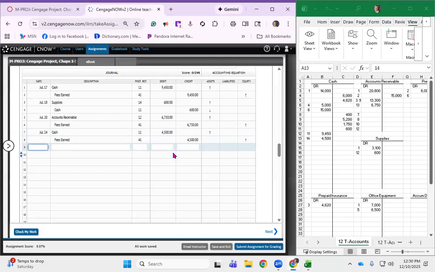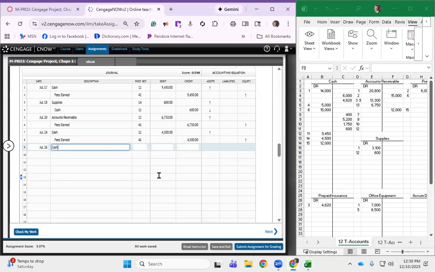Okay, we're ready for July 26th. July 26th, it says received cash from clients on account. So cash is going up. And this is number 15. It's going up $12,000 because accounts receivable will be going down $12,000 because clients are paying us down on their account. Okay. It says received cash from clients on account. They have to tell you that.